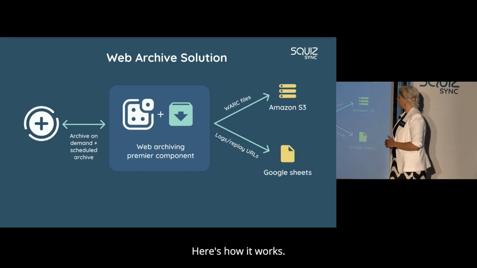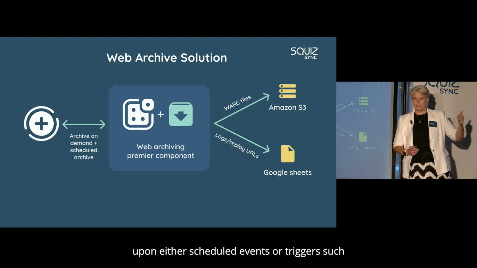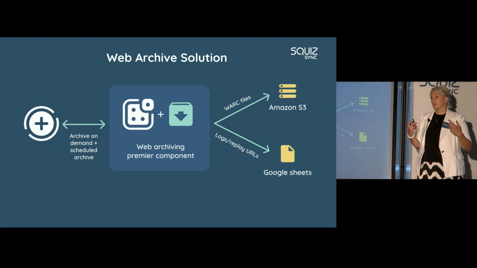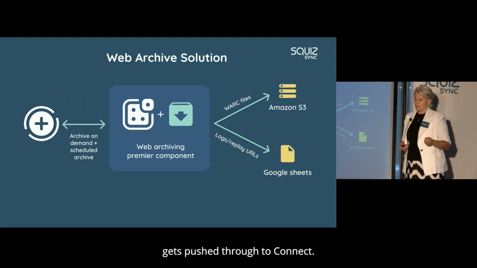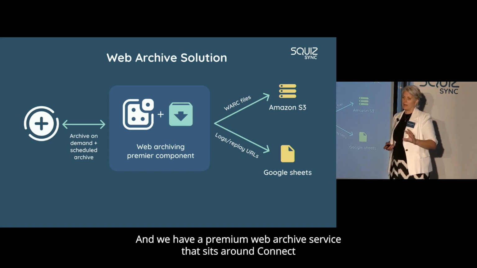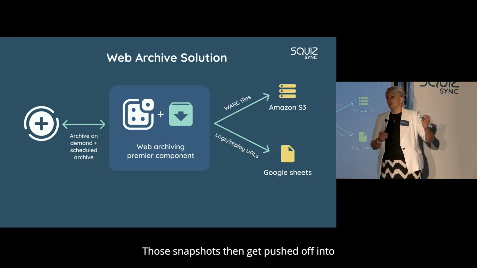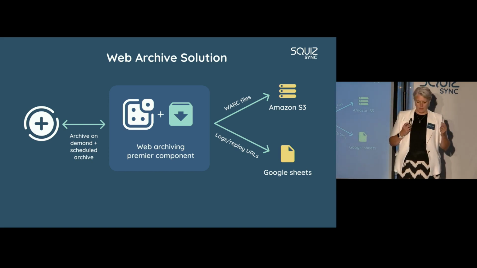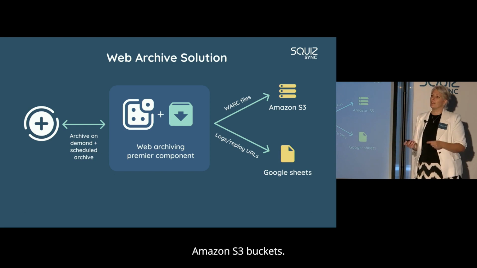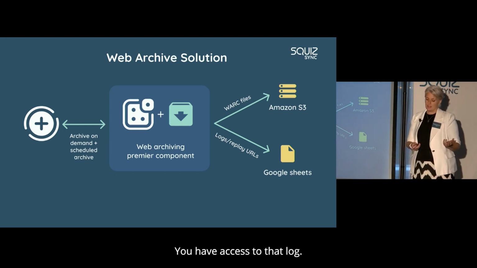Here's how it works. So you have Matrix. Upon either scheduled events or triggers, such as a page being published or something like that, that gets pushed through to Connect. And we have a premium web archive service that sits around Connect that takes those snapshots for you. Those snapshots then get pushed off into Amazon S3 buckets. And we also create a log, just in a Google spreadsheet. You have access to that log.